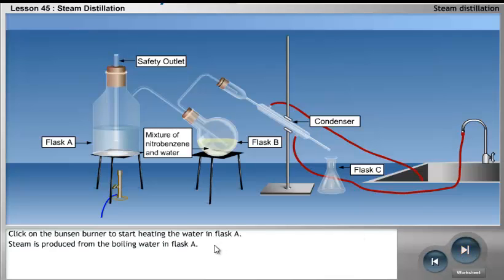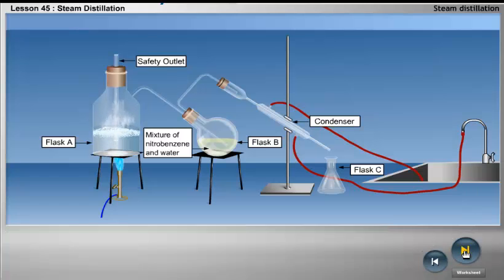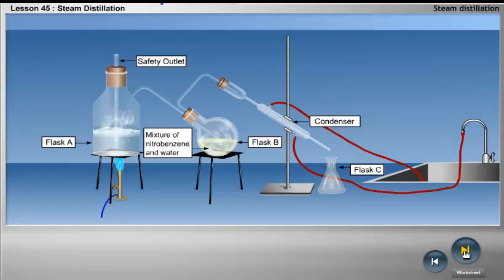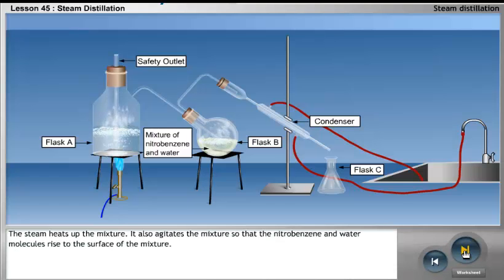Click on the Bunsen burner to start heating the water in Flask A. Steam is produced from boiling water in Flask A. The steam generated is then passed into the mixture of nitrobenzene and water in Flask B. Click on Flask B. The steam heats up the mixture. It also agitates the mixture so that the nitrobenzene and water molecules rise to the surface of the mixture.